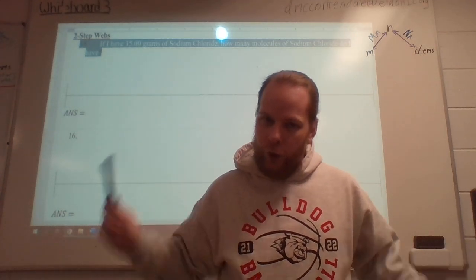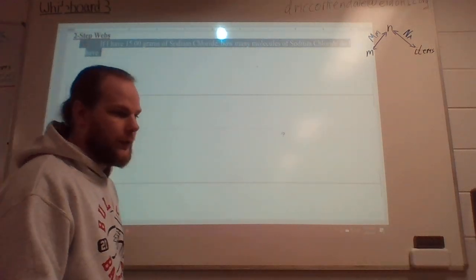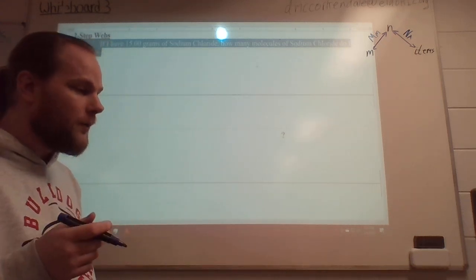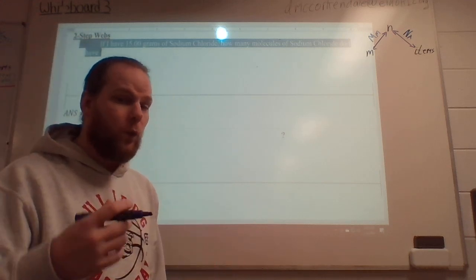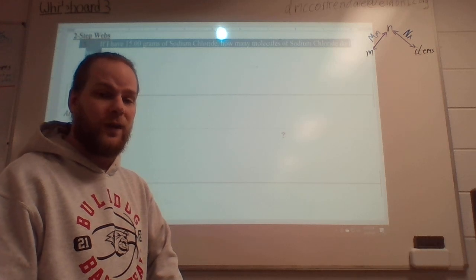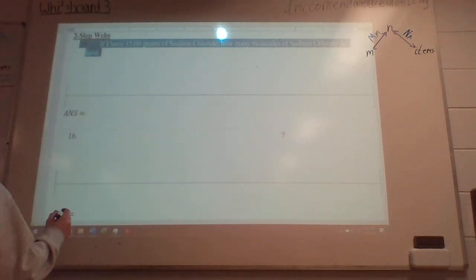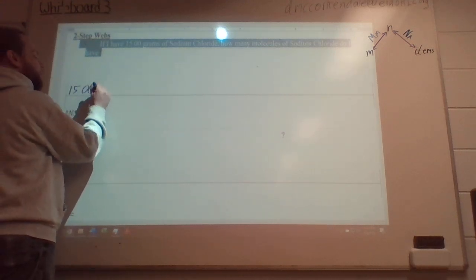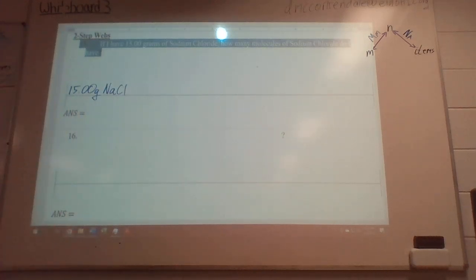First off, our known. Our known is 15 grams of sodium chloride. Now, sodium chloride is a name. We need a formula. Sodium is Na, chlorine is Cl. Both have a charge of 1. Sodium is positive 1, chlorine is negative 1. So this is just NaCl. So we have 15.00 grams NaCl. And that is our known.